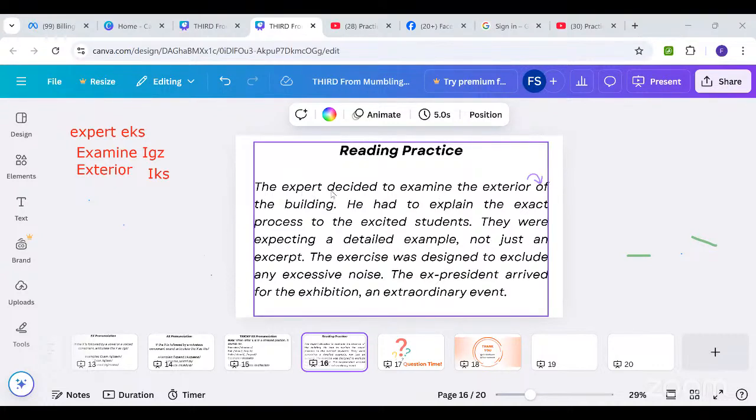The experts decided to examine the exterior of the building.